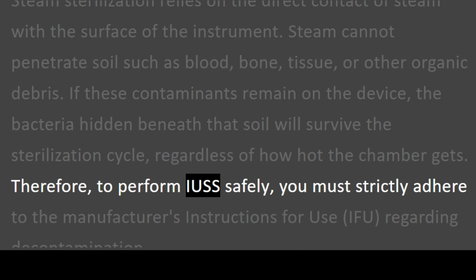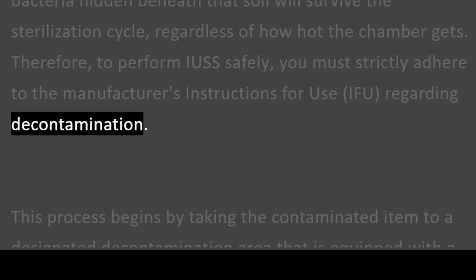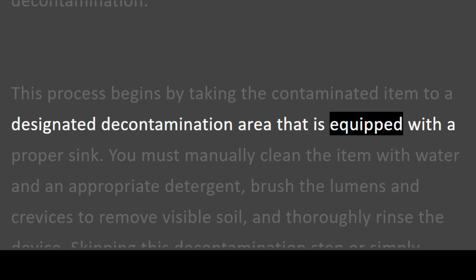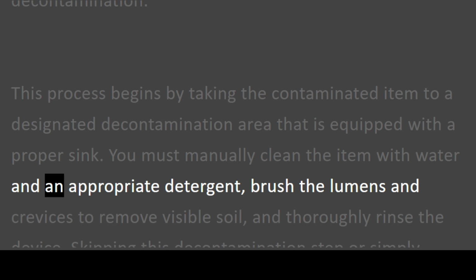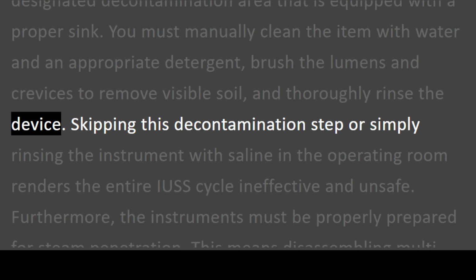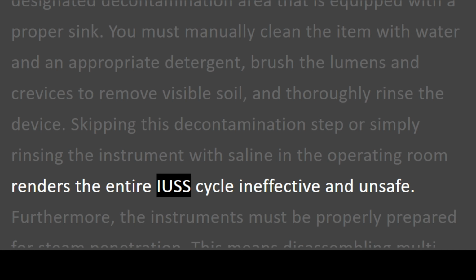Therefore, to perform IUSS safely, you must strictly adhere to the manufacturer's instructions for use, IFU, regarding decontamination. This process begins by taking the contaminated item to a designated decontamination area that is equipped with a proper sink. You must manually clean the item with water and an appropriate detergent, brush the lumens and crevices to remove visible soil, and thoroughly rinse the device.